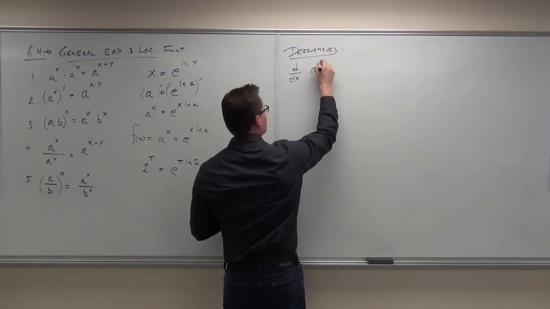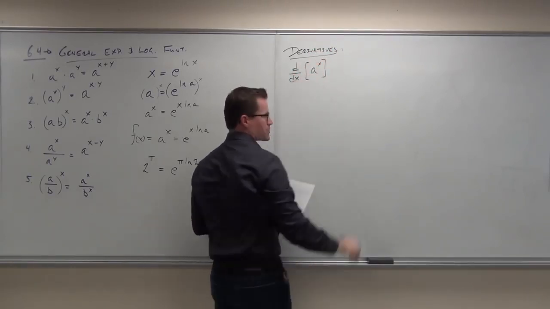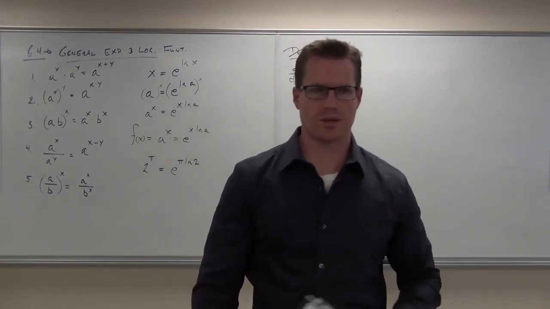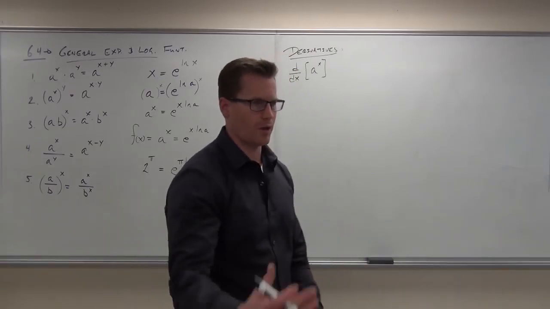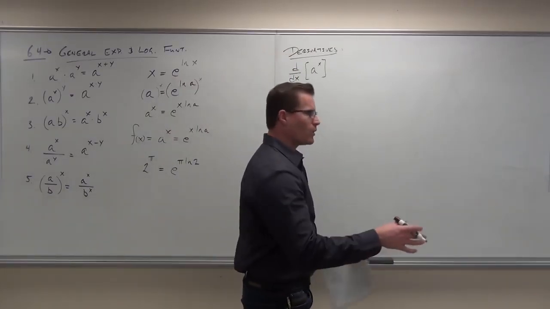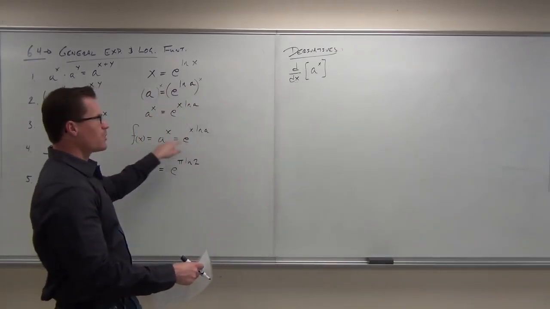Let's start with the derivative of a general exponential function. So no claims about the base other than the base is not 1. If the base is 1, this is a really boring example because we always just get 1. So the base a is not 1. So we have a to the x. Well, let's rewrite it using what we know right here.